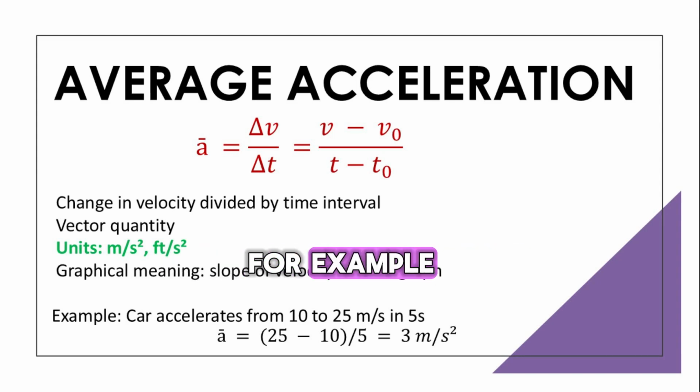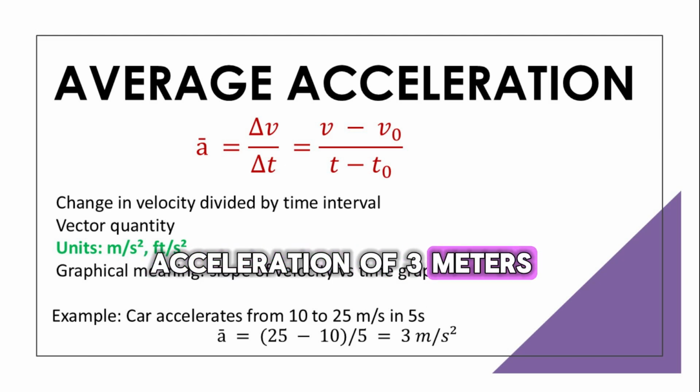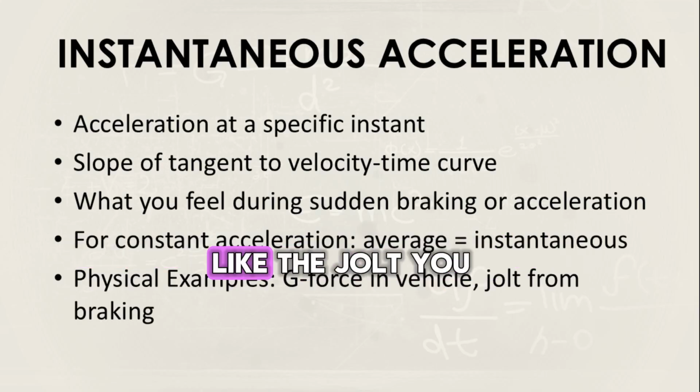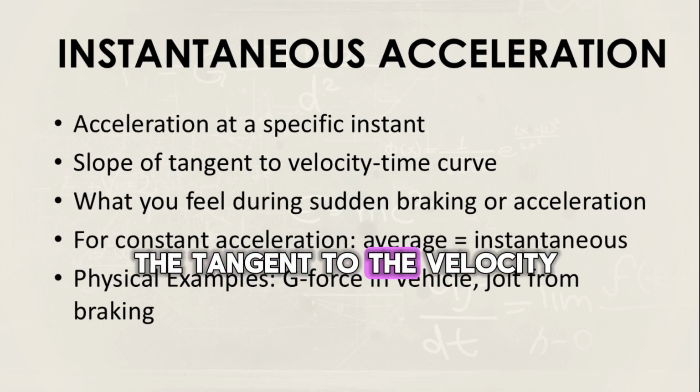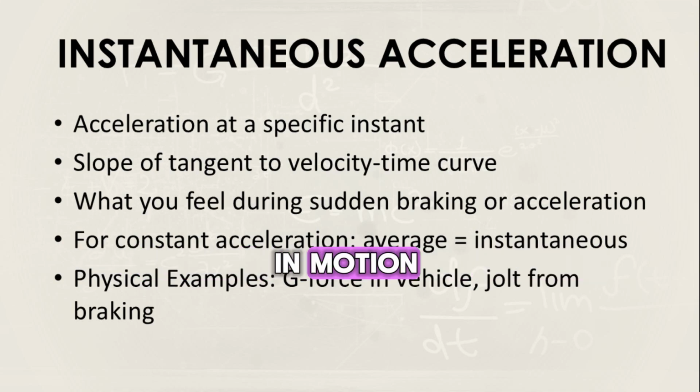For example, a car accelerating from 10 to 25 meters per second in 5 seconds has an average acceleration of 3 meters per second squared. Instantaneous acceleration is the acceleration at a specific instant, like the jolt you feel when braking. It's the slope of the tangent to the velocity time curve and is crucial for understanding sudden changes in motion.